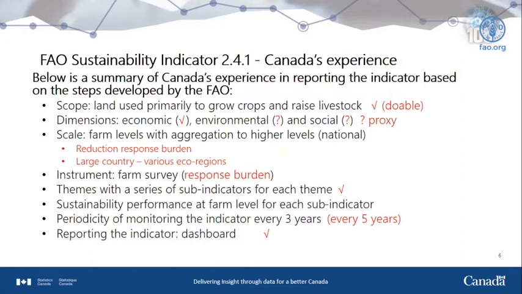So for the sub-team, it was usually okay. We also had the periodicity of the indicator, ideally 3 years, but for the data sources we had, it was every 5 years, after the census or close to the census year. And we're fortunate because we have a census every 5 years. Okay, next slide, please.